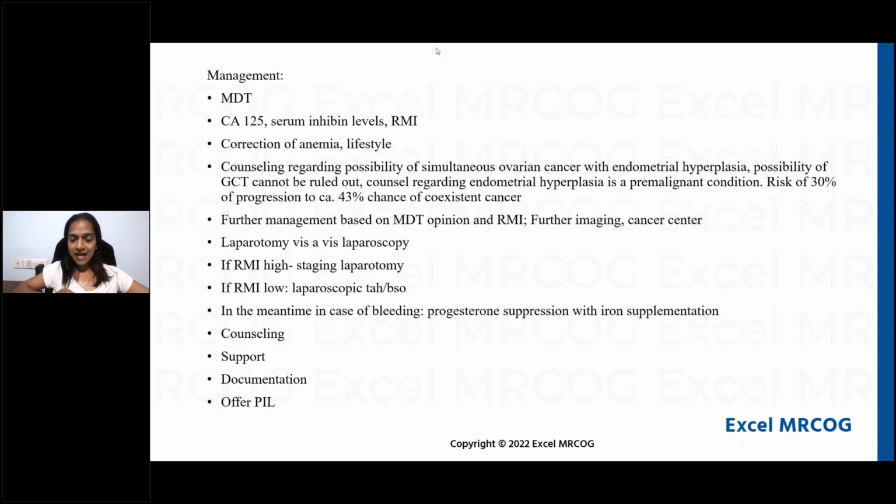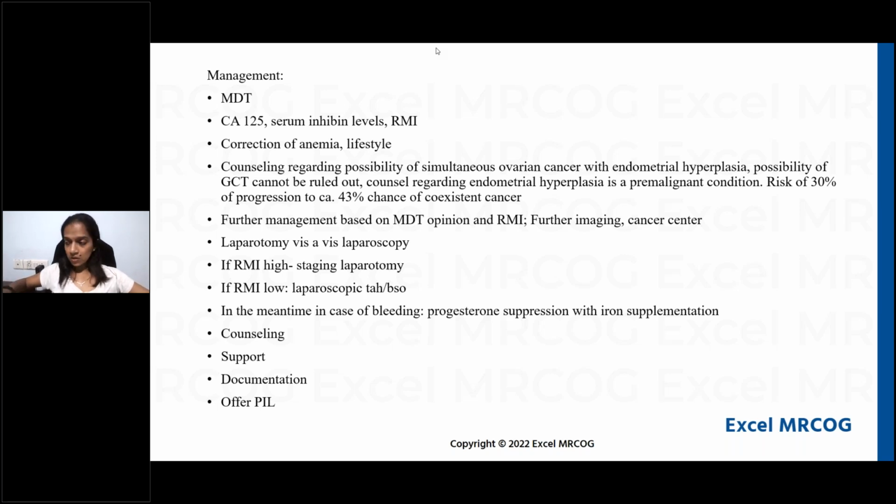So in this case, the most important point that you should say is that you would need an MDT management for her, because there is a possibility of cancer. There is a possibility that the ovary could be malignant. There is a possibility that she may still be harboring another malignant focus. Even if you have done a hysteroscopic biopsy, there is a 43% chance of coexisting cancer in such a case.